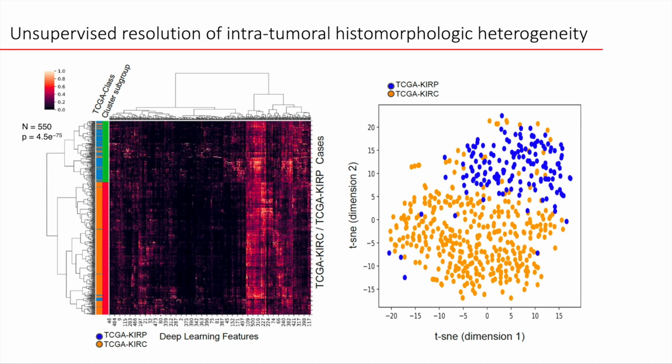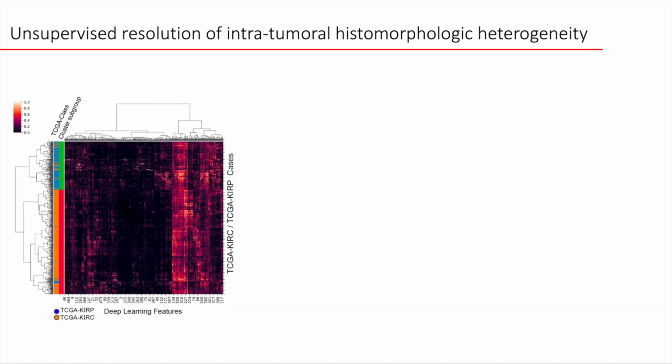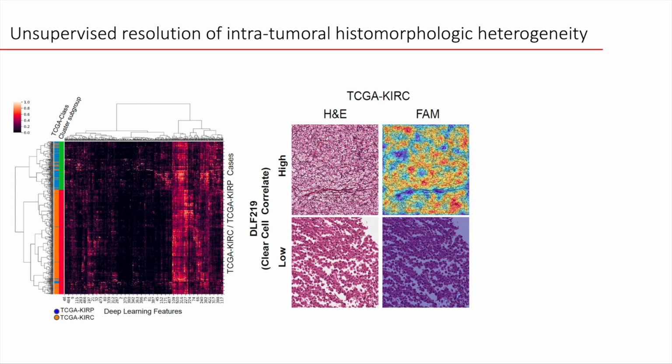So in fact, we're able to now recreate some of these expert type classification schemes in a very automated way without any training at all. So we wanted to see how exactly this works. So we looked at the feature representations enriched in these specific subgroups. One of the features that was overrepresented in the clear cell carcinoma subgroup was feature 219.